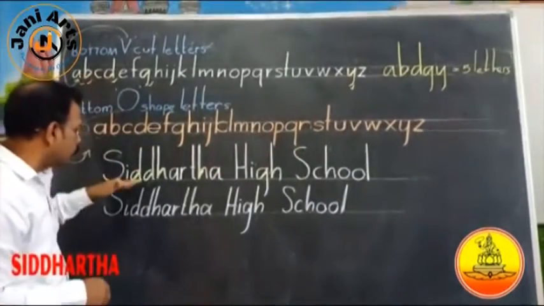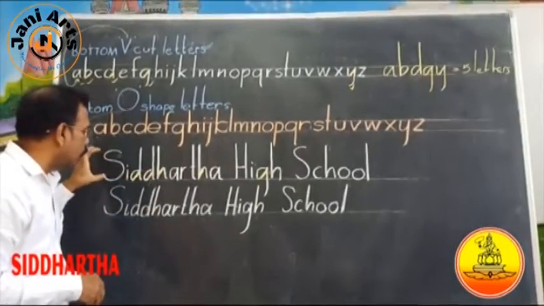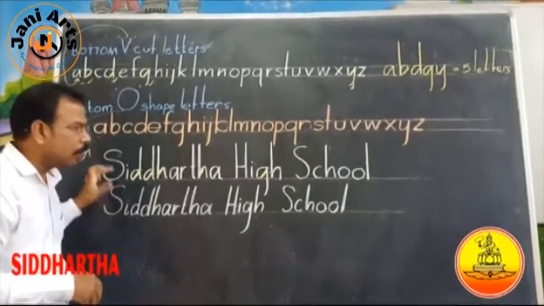After that, see the difference between these. This is the V cut letters. This is the round cut letters. Okay, see the difference.